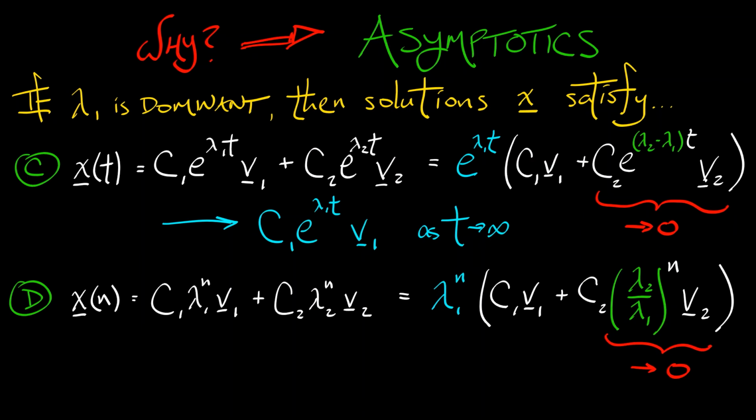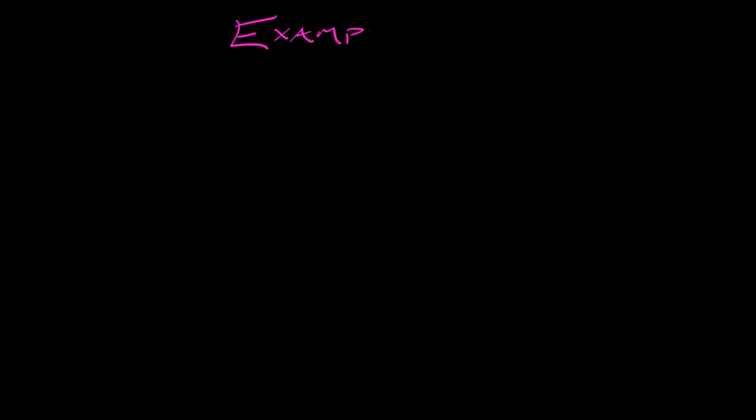And in the limit, as n goes to infinity, what do you have? You have everything asymptoting to c1 lambda 1 to the n v1. Now, this might not seem like a big deal, but knowing something about the asymptotics of your solution can really be useful. Here's an example of using dominance in a problem from market systems.